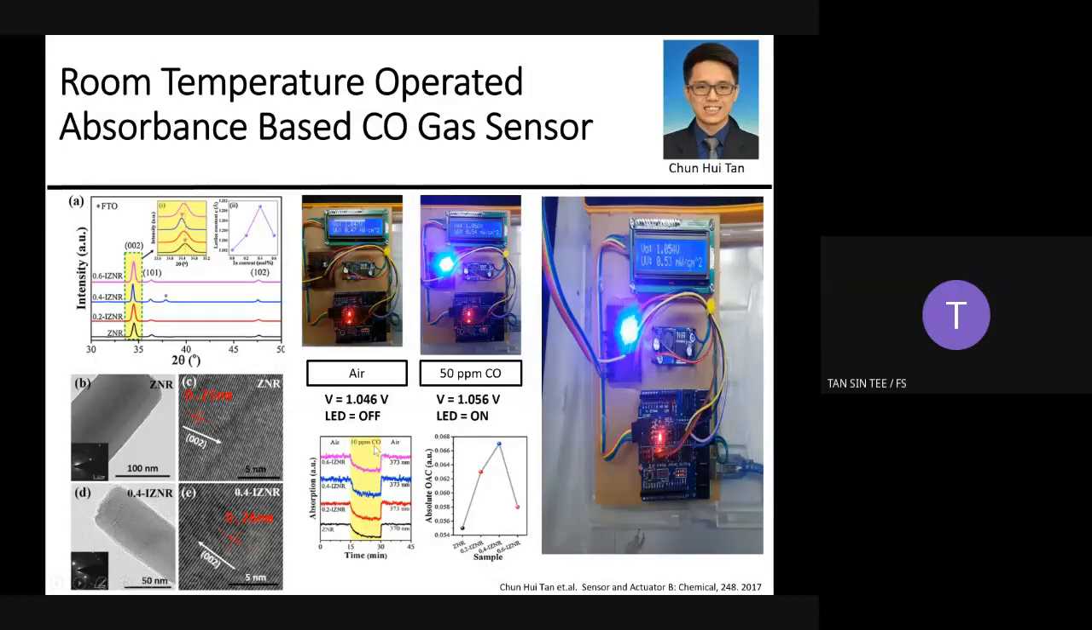This plot shows you the sensitivity to 10 ppm of CO gas. How we get the difference in terms of the absorbent signal is basically we take the OAC before the gas, minus the OAC after the CO, which is the last point here. The difference is our absolute OAC. From here, you can observe that when the sample is doped with 0.4% indium, it shows a better response.